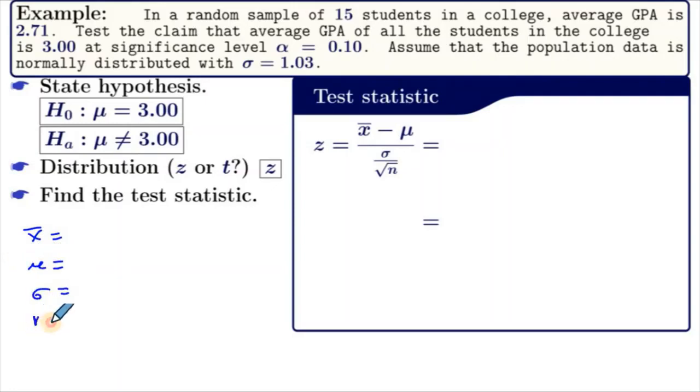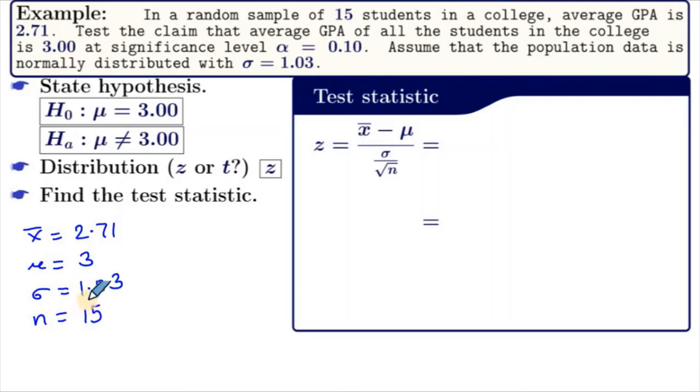sigma, and N. So X bar is the sample mean, which is given to be 2.71. Mu is the hypothesized mean, which is given to be 3. And sigma is the population standard deviation, which is given as 1.03. And N is the sample size, which is 15.